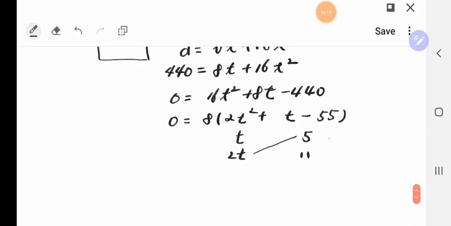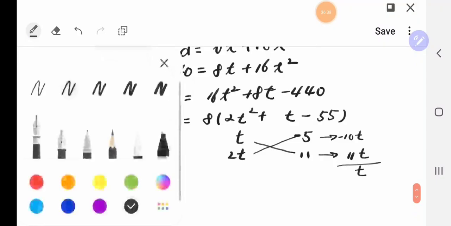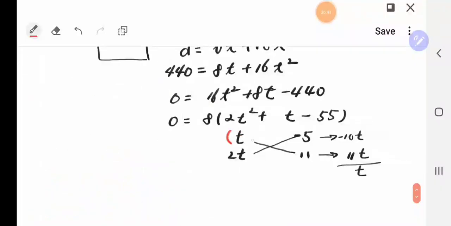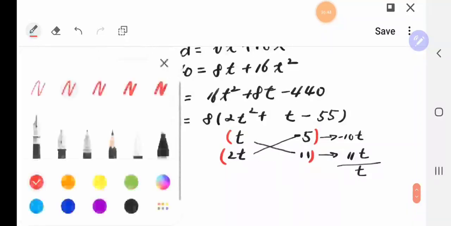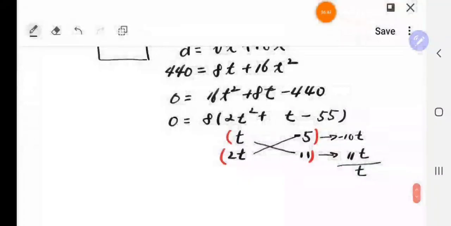So this product is 10t, and for this product we have to put the negative sign. So why don't we put the negative sign on 5? So negative 5 times 11 is negative 55. So negative 10t, and this product is 11t. Then the sum is just t. So the trinomial is the product of these two binomials. So this is equal to 8 times (t minus 5)(2t plus 11).